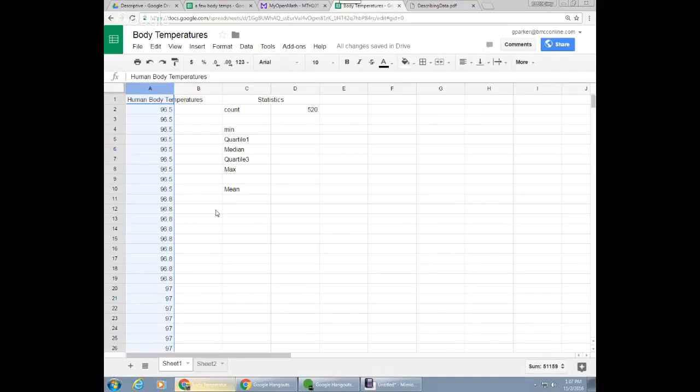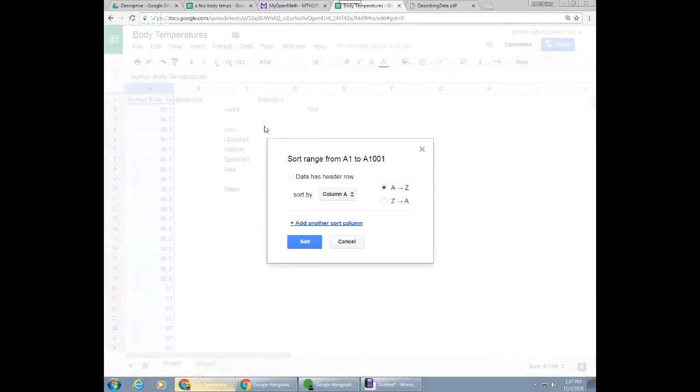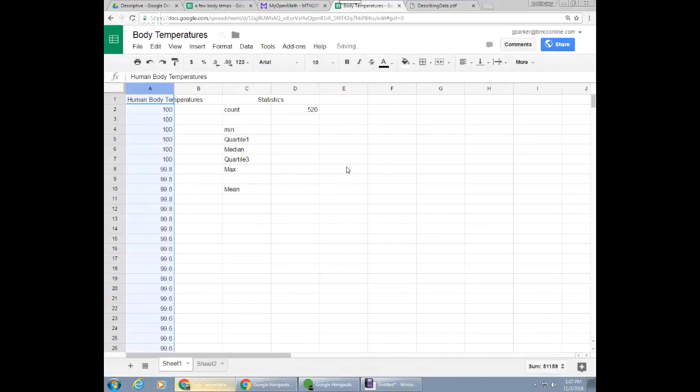And it will go small to big. If you wanted to go the other way from largest to smallest, you go back to sort and you change A to Z to Z to A instead. Okay, I see. And so I can sort it in reverse order also. Mm-hmm.